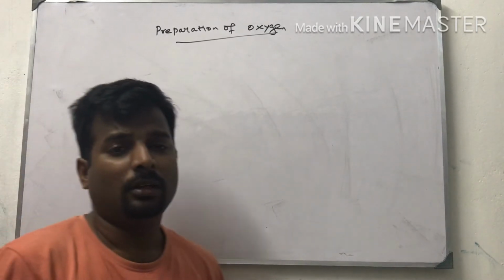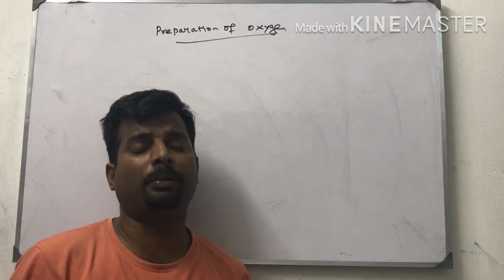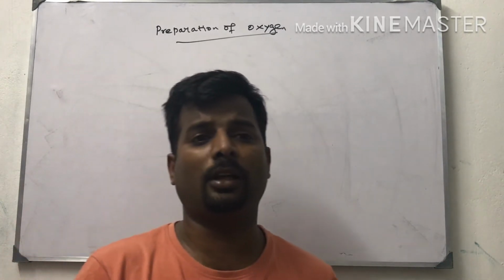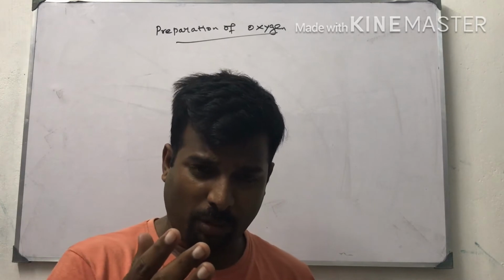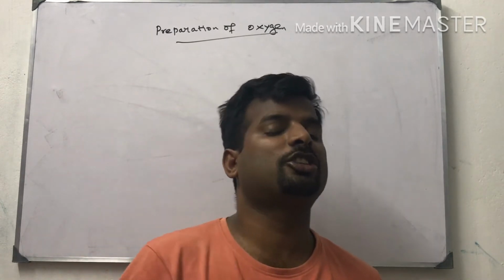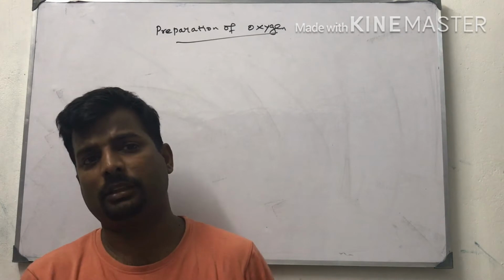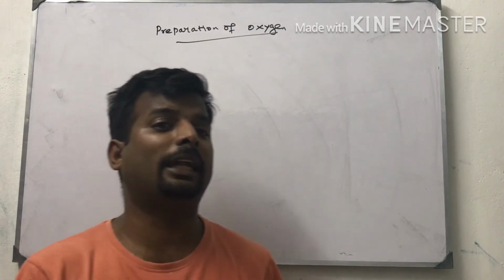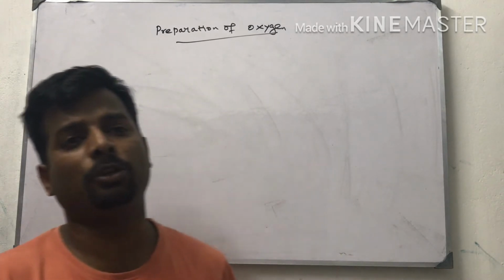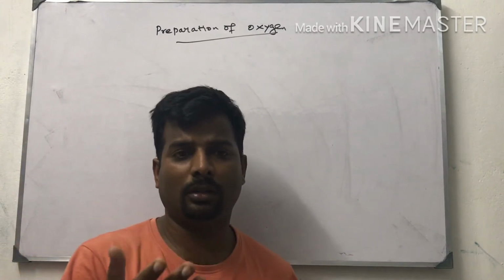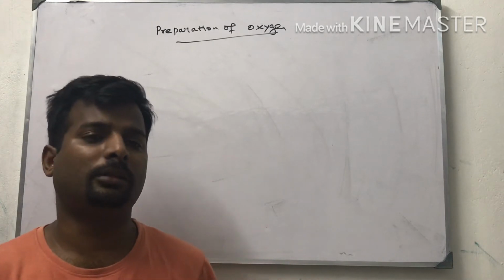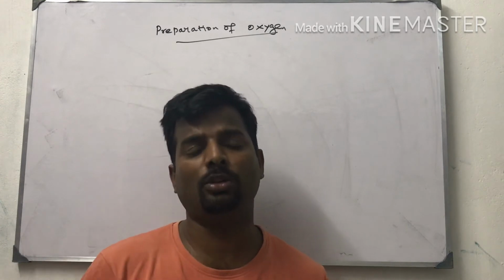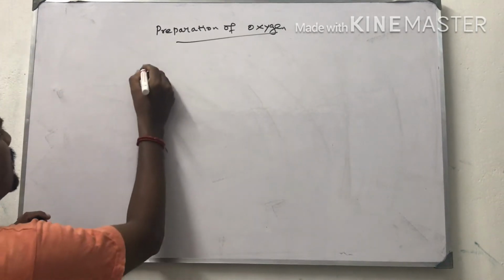Preparation of oxygen. We are going to discuss the preparation of oxygen by many methods. One is the photosynthesis method, then thermal decomposition of oxygen-rich compounds, thermal decomposition of low reactive metal oxides in the electrochemical series, thermal decomposition of H2O2, then electrolysis and the liquefaction method. All those methods we are going to see.